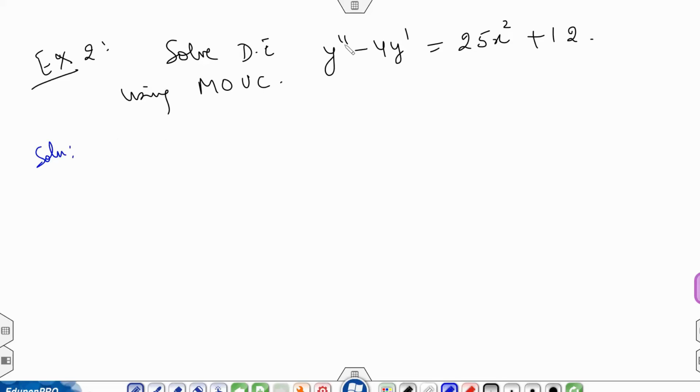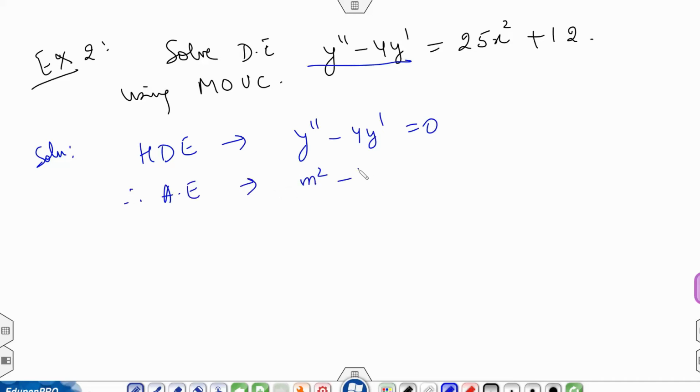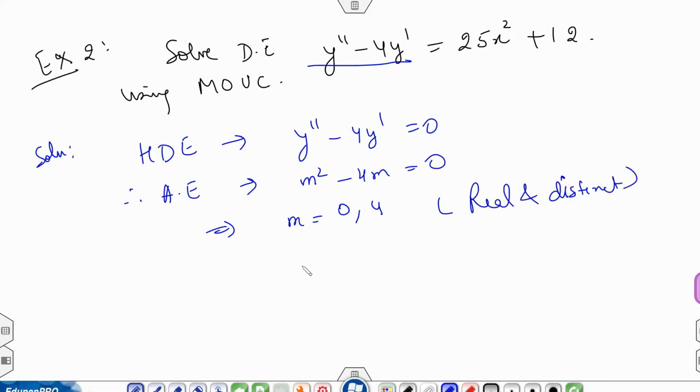So here also, firstly we will find out the yg for the homogeneous differential equation. The homogeneous differential equation is given by this, and therefore the auxiliary equation is m square minus 4m equal to 0. So this implies that the value of m is 0 and 4. You can see that this is real and distinct, right? So what will be your yg? Your yg will be c1 e to the power 0x plus c2 e to the power 4x, which is equal to c1 plus c2 e to the power 4x. This is your yg.